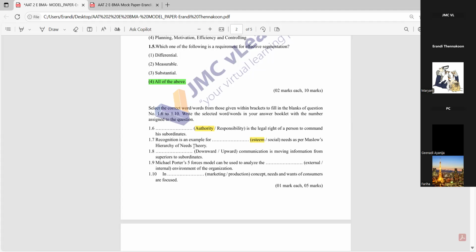Okay. 1.8, downward, upward communication is moving information downward or upward, right? Communication is moving information from superior to subordinate. Superior to subordinate. Like this. This is the superior, and this is where the subordinate is, right? From superior to subordinate. This is called downward communication. It's downward, yes, Fariha.